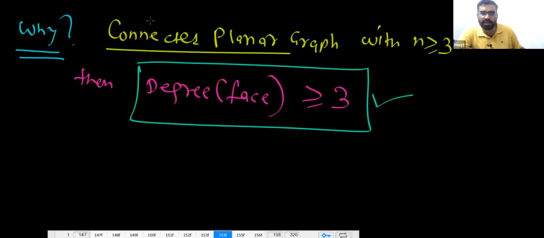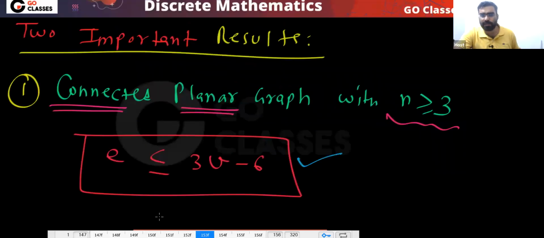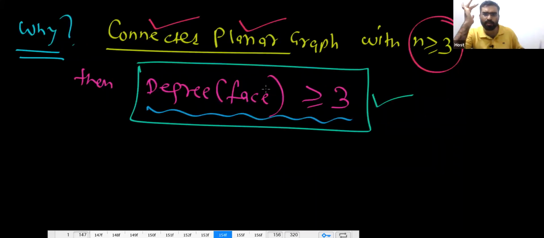So I am saying that if you have a connected planar graph with number of vertices greater than equal to 3, then degree of every face will be greater than equal to 3. This is the reason this will happen. And the proof you can see in the last class. But this reason is important.